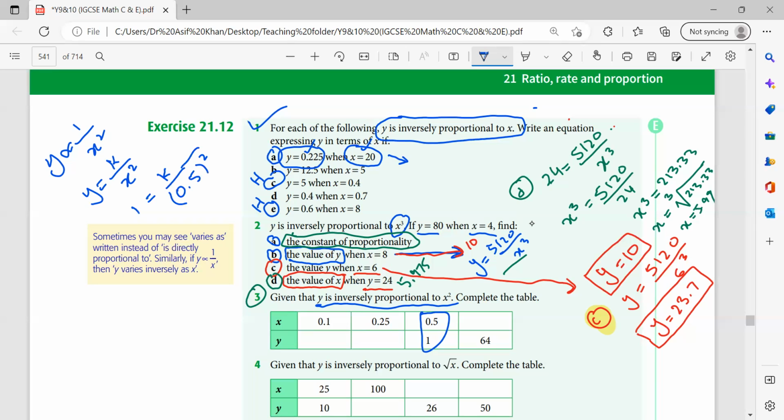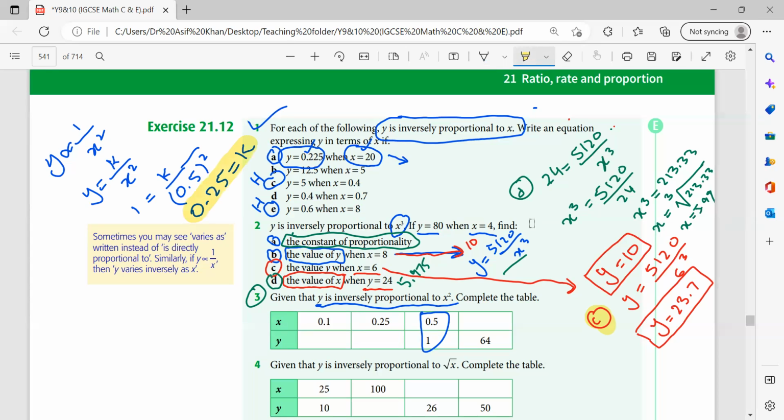And 0.5 square is dividing. On the other side, it will multiply. What will be the value of 0.5 square? Which is multiplied with 1, so it will remain the same. 0.5 square is 0.25. 0.25 is equal to k. So this will be the value of the constant of proportionality k for this equation.